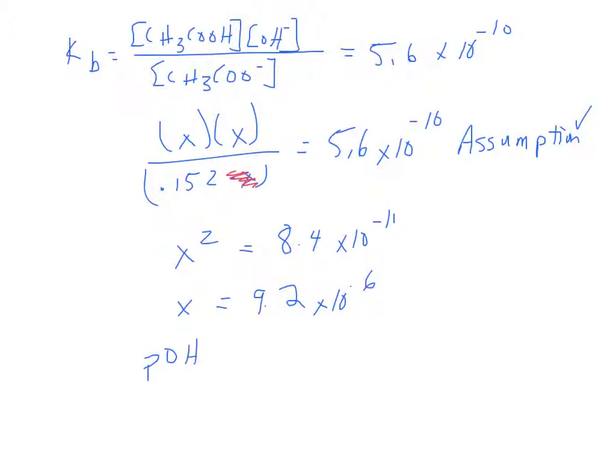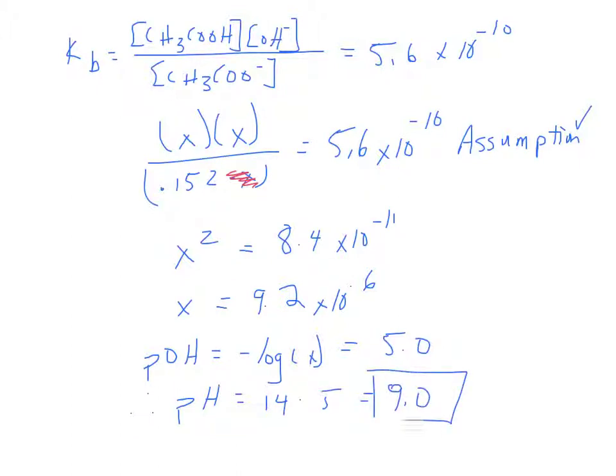Therefore, the pOH will equal the negative log of x, which gives me 5.0. Therefore, the pH of my sodium acetate solution will be 14 minus 5, which gives me 9.0. This example is a tough one. It includes some stoichiometry from grade 11 and finding the necessary constant using the Ka of an acid.